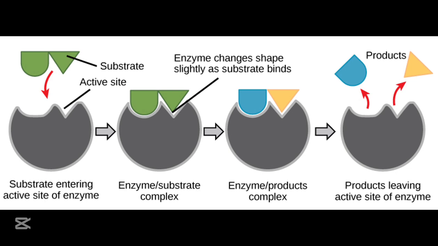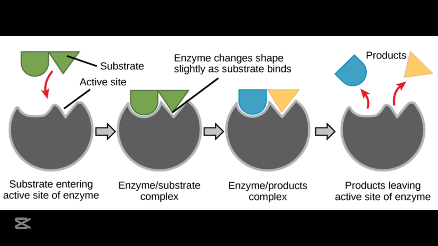Exactly. Every cell relies on enzymes for countless processes, from breaking down food for energy to copying DNA. And the amazing thing is that each enzyme is incredibly specific, designed to catalyze a particular reaction. So it's like a lock and key. Each enzyme has a specific shape that fits a particular molecule, like a key fitting into a lock. That's a classic analogy, and it's a good way to understand enzyme specificity.